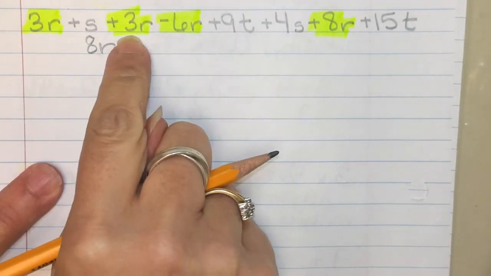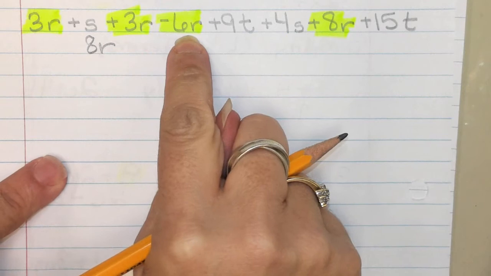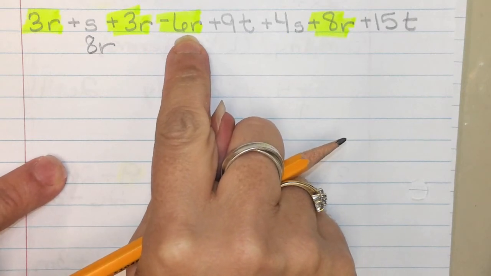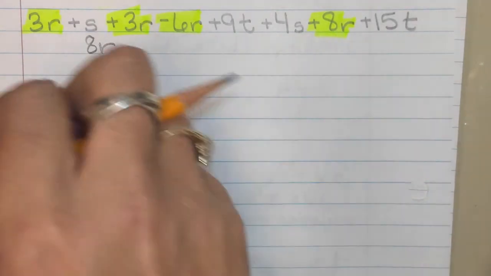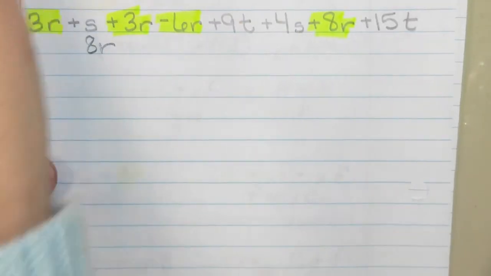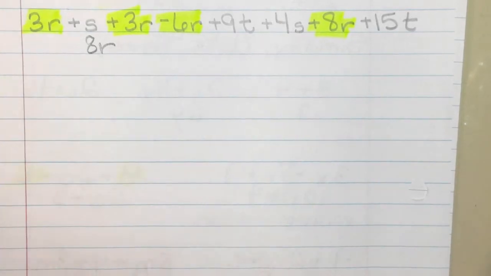Look, that would be 6R minus 6R. Wait, that's a plus 8. And then plus 8. Yes. I have no clue because I haven't finished. Okay, let's look at the next one.